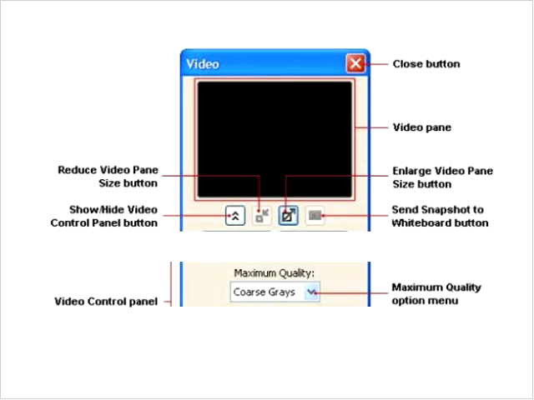When I hand over to Angela, you'll be able to see the video feed in the window as shown here. To move the video, just grab the bar and move it into position. You can resize the box if you want to using the enlarge and reduce buttons. And if your video feed looks coarse or grey, you can change this by selecting Find Colour in the Maximum Quality option menu.